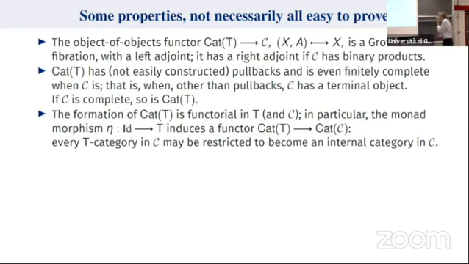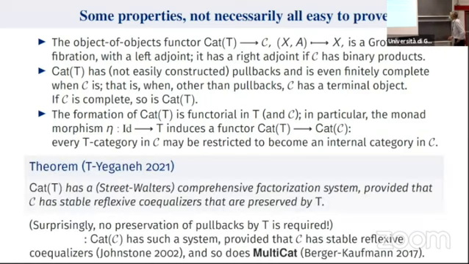Important to note is that the formation of Cat T is functorial in T, and you can even vary the T on various categories as long as the categories are connected by functors that preserve pullbacks. So it's a generalized notion of morphism of monads there. In any case, without that generalization, you can always say that the T category has, by restriction, an underlying internal category in C.